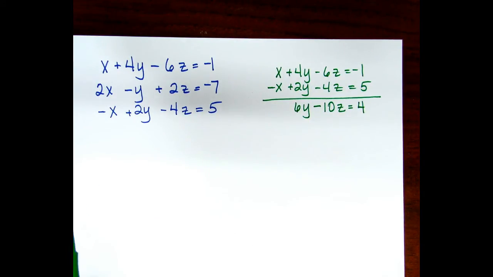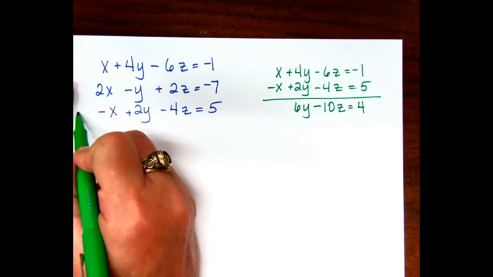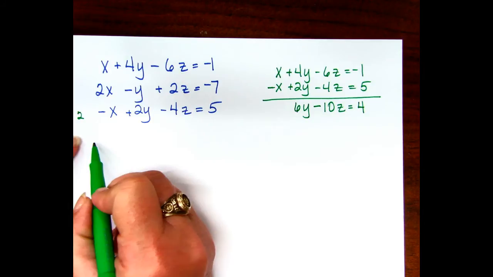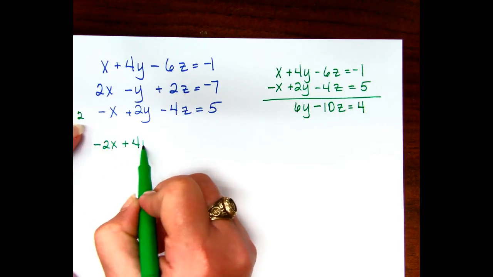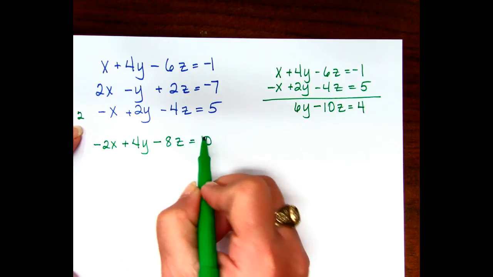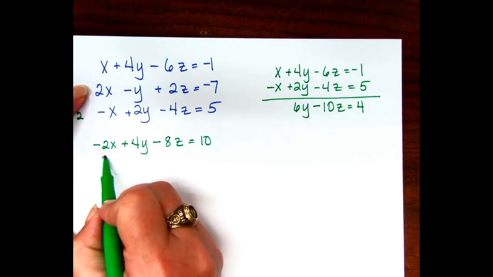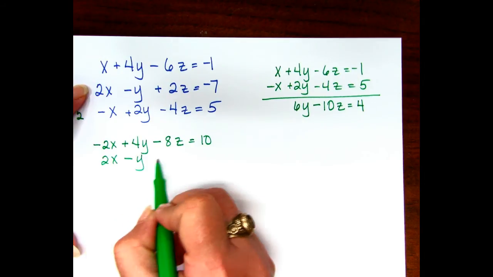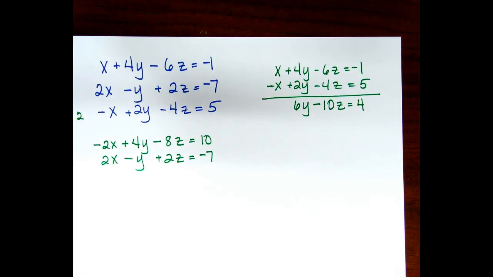You would like to multiply the bottom one by 2? Okay, I'm okay with that. If I multiply the bottom one by 2, I get negative 2x plus 4y minus 8z equals 10. Do you agree with me? Okay, I'm going to go ahead and rewrite this middle one right underneath it so I have them close. That's not necessary. I'm just doing it to try to help you guys out. Okay?